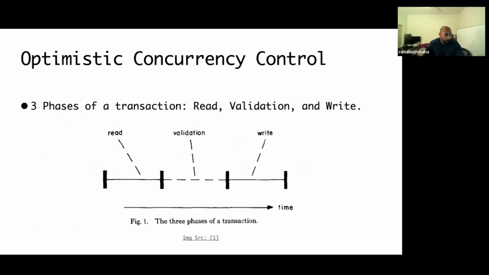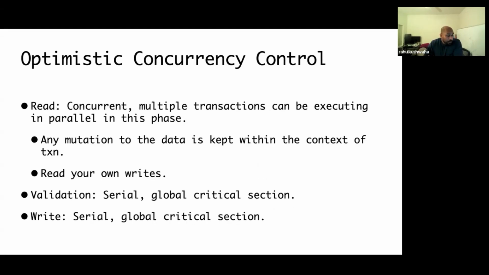So the first building block that we need to understand is optimistic concurrency control, which I guess everybody must be familiar with. But on a high level, let's go over what it entails. The algorithm is divided into three phases: read, validation, and write. The first phase of the protocol is the read phase. It's a concurrent phase where multiple transactions can be executing in parallel.